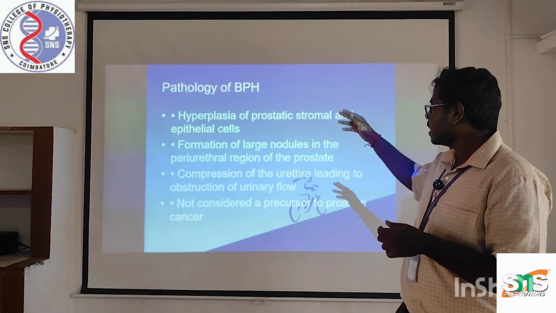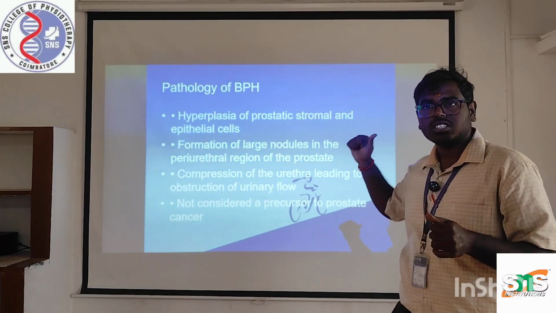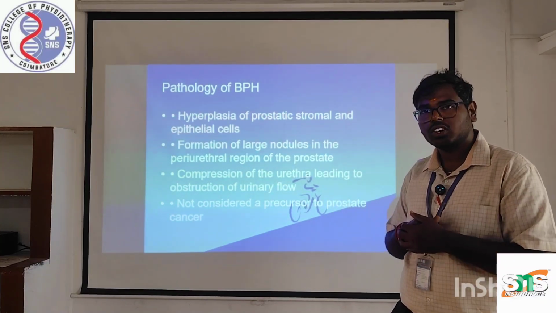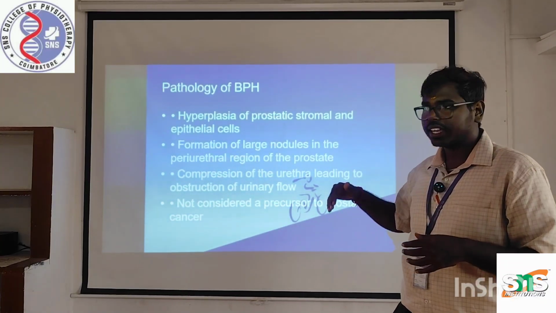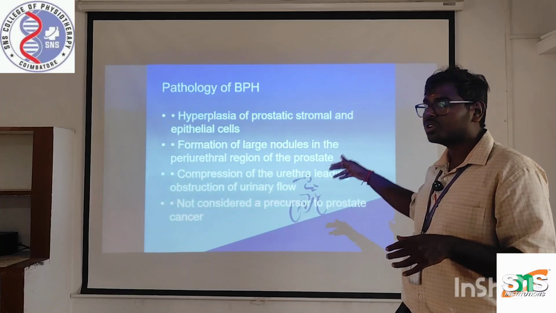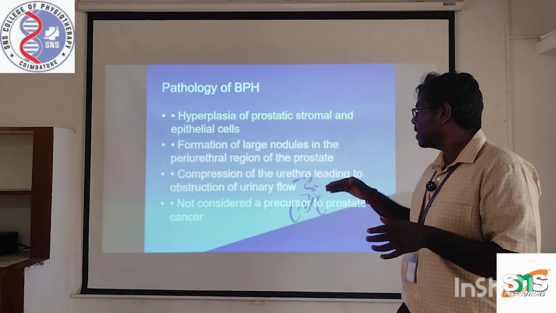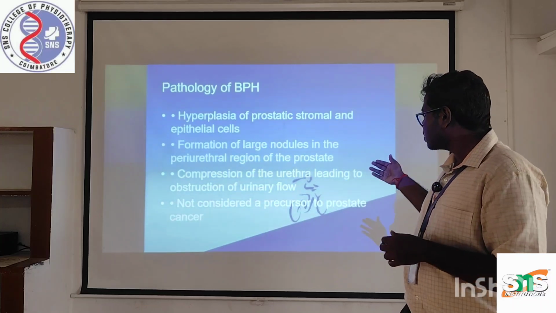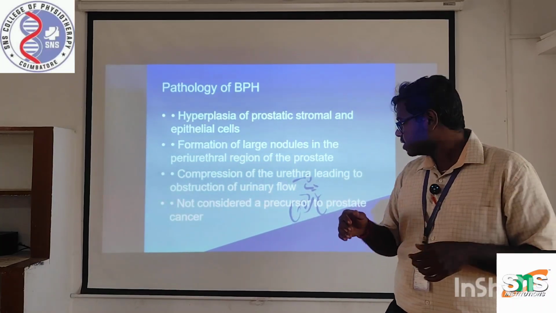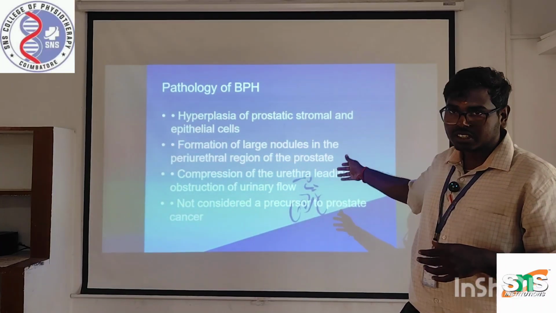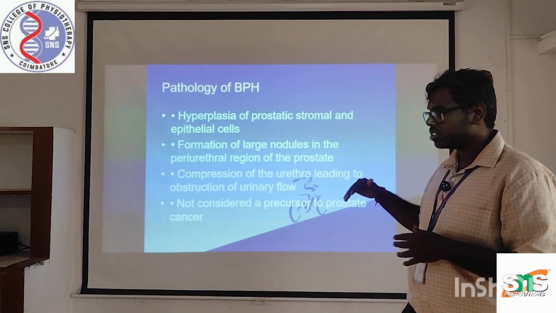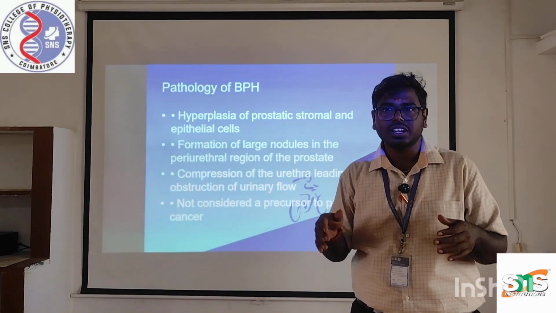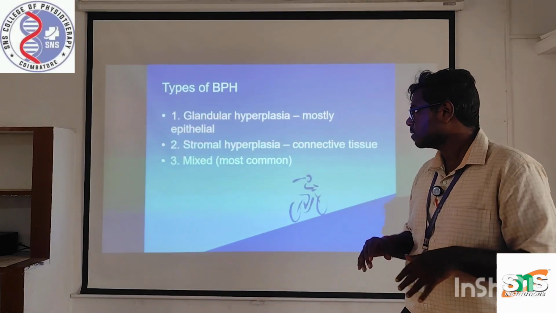First is the hyperplasia of the prostate. It causes the stromal and epithelial cells to enlarge. Due to the enlargement, large nodules form in the periurethral region of the prostate, and this also leads to compression of the urethra. Due to the compression of the urethra, there is an obstruction in the urinary flow. It is also not considered a precursor, and it is not equivalent to prostatic cancer.